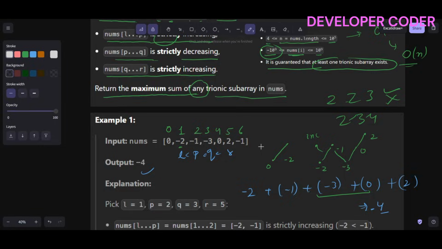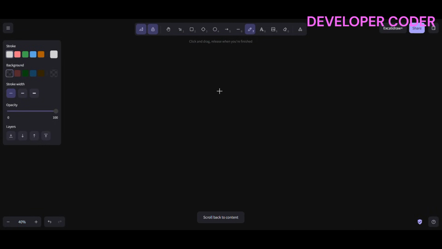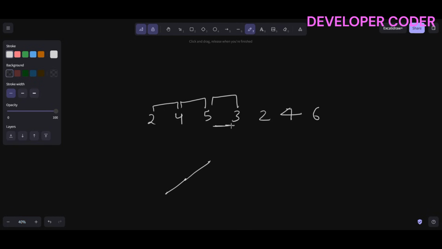Here let's say you have some example like this: 2, 4, 5, then 3, and then 2, then maybe 4, then maybe 6. So here this and this you are comparing, then this and this you are comparing. So 2, then 4, then 5, and then this and this you are comparing. This will fail here. So as of now you are at this particular position. Here, if I give the indexing, 0 1 2 3 4 5 6.